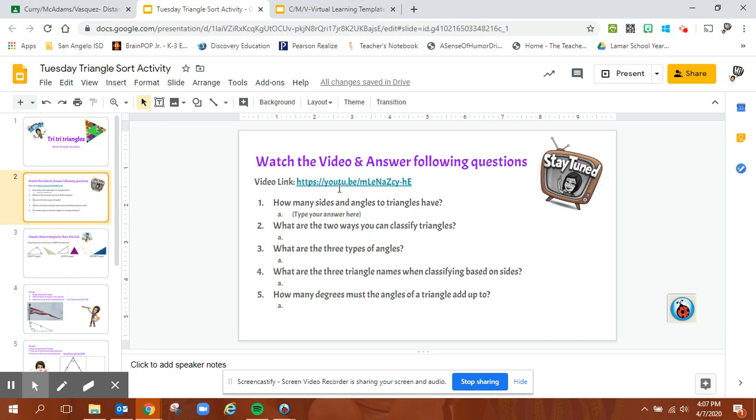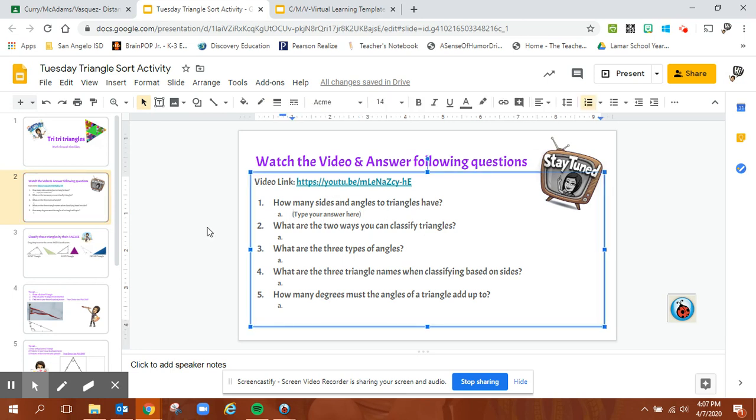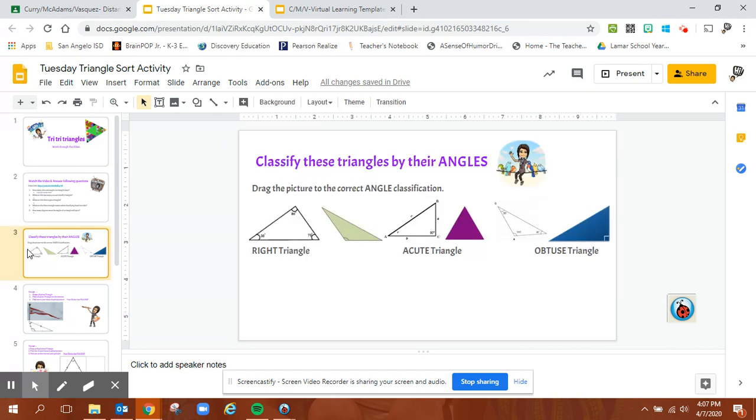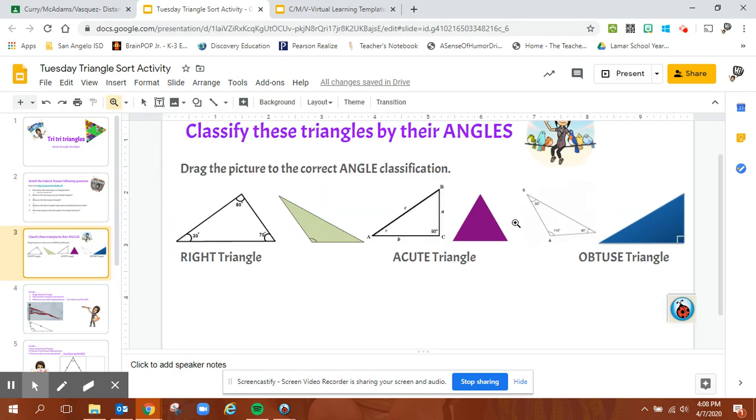Okay? And then you're just going to type your answer right here where it says A, then it says type your answer here. That's where you're going to type your answer. Okay? Slide 2 says, drag the pictures to the correct angle classification. So you're going to look at these pictures and bring them down, whether they're a right angle, an acute angle, or an obtuse angle. Okay? So if you need to, you can totally zoom in to look a little closer.